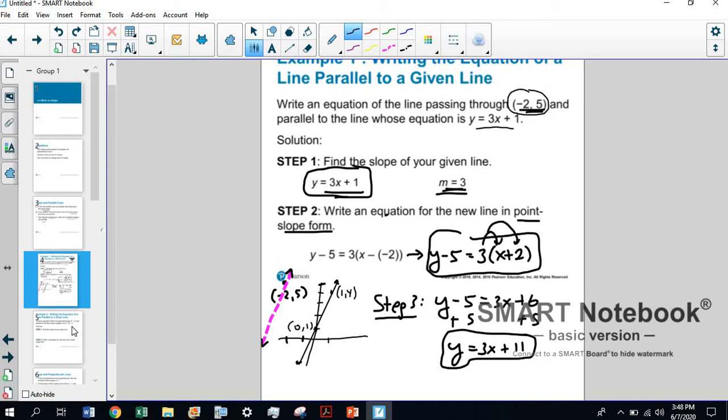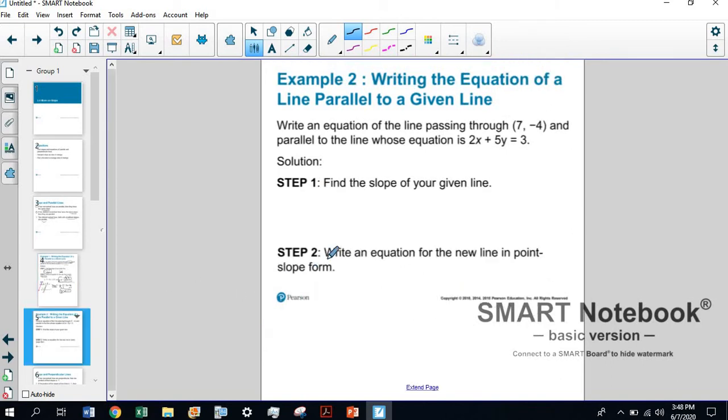I'm going to tell you to pause the video in just a second. Pause the video, come back to this spot if you need to, and get these written down, and then go to this problem. Here I want you to find an equation for the line passing through (7, -4) and parallel to this line.